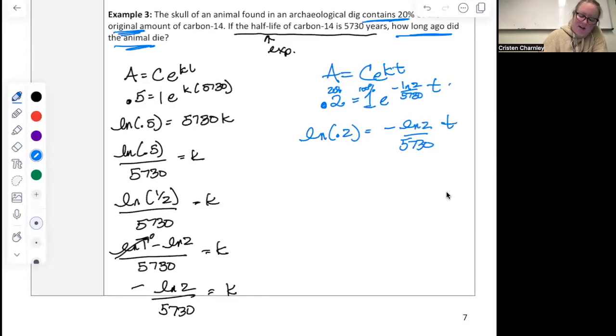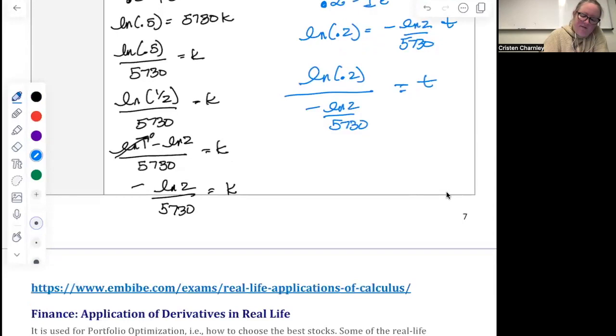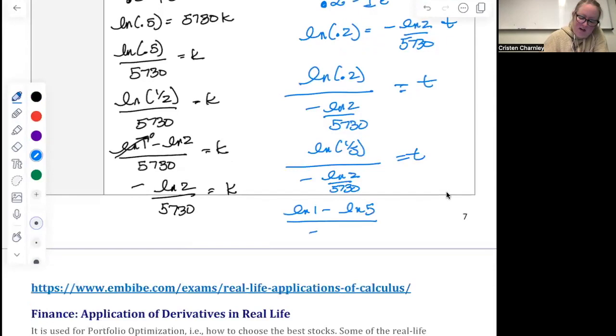And to solve for t, we'll divide. So natural log of 0.2 over negative ln of 2 over 5730. I know this is really clumsy. Well, we can do this a little bit further. Let's take our 0.2 and make it 1/5. I know at this point you probably pulled out your calculator, but if you're still listening, I use the same idea as before: division becomes subtraction, natural log of 1 minus natural log of 5 over negative ln of 2 over 5730.